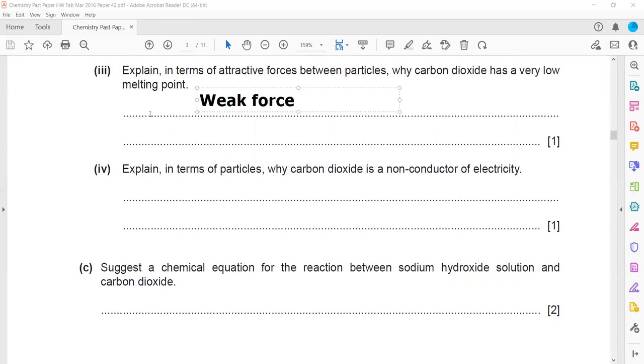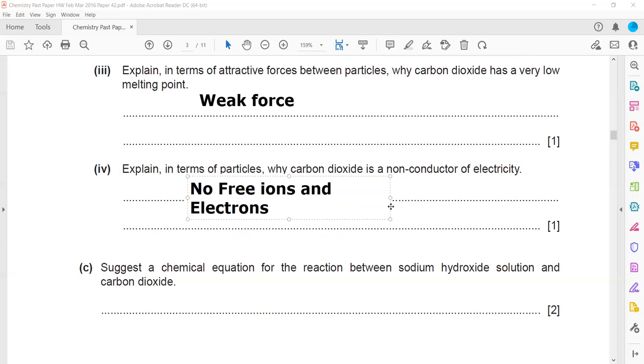In terms of particles, why is carbon dioxide a non-conductor of electricity? Conduction of electricity depends on two things: free ions and free electrons. If carbon dioxide does not conduct electricity, it means there are no free ions or free electrons. If it could conduct electricity, it would have free ions or free electrons. But as it cannot conduct electricity, it does not have any free ions or electrons.